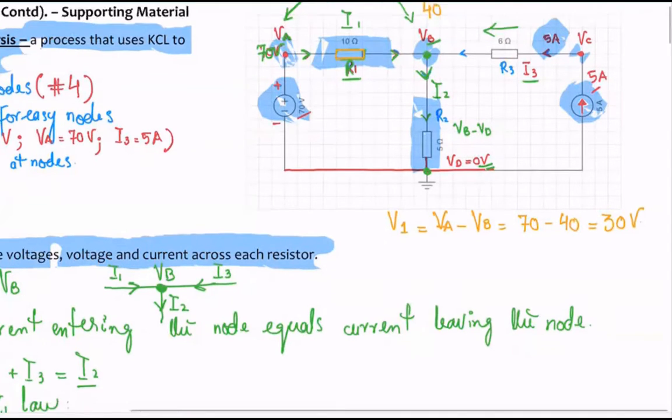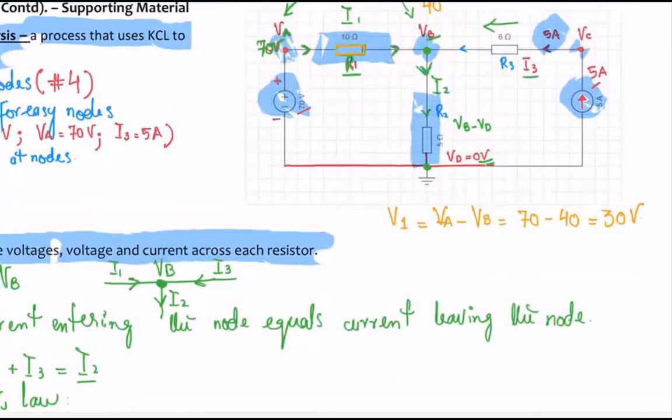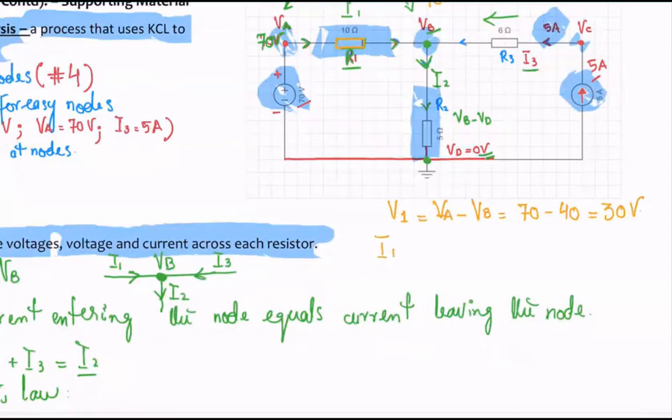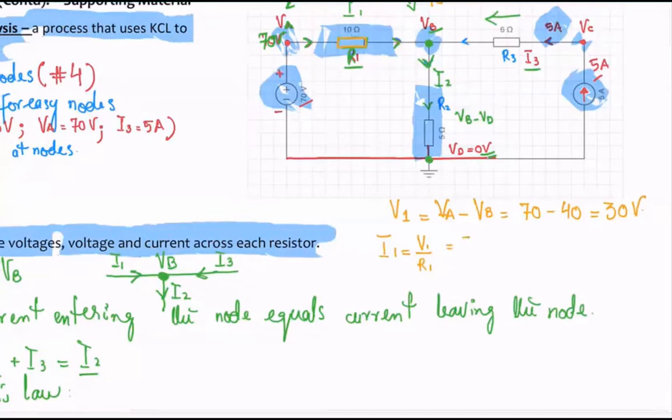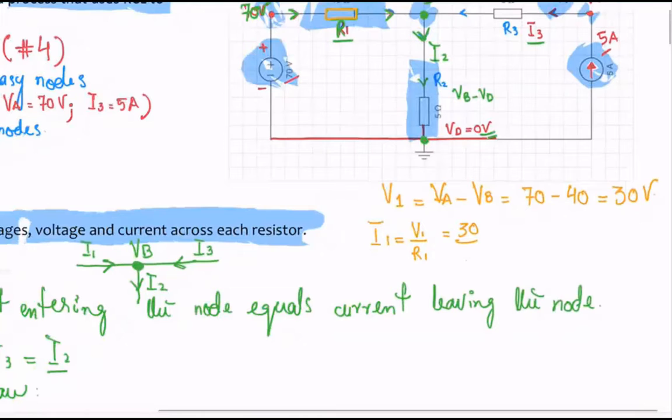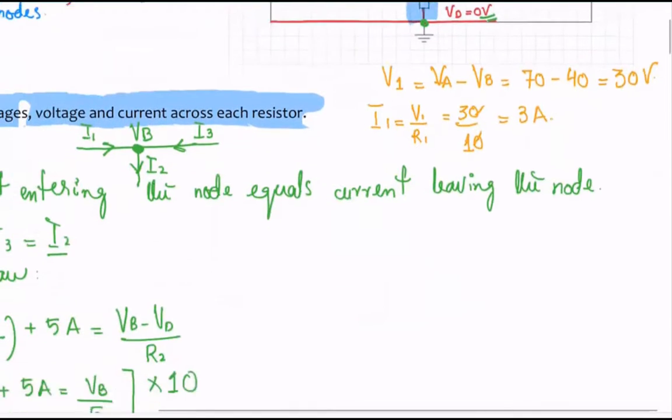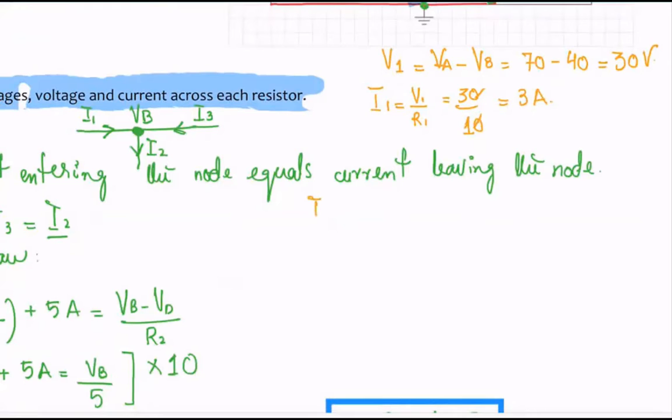Okay, all right, awesome. Also, I can find out I1 now. I1 is going to be V over R1, correct? V1, let's say the voltage across the resistor, which we just determined is 30 volts. So putting 30 here, and then R1 is how much? R1 is 10, correct? So the 0s will cancel out. I1 is going to be 3 amps. Okay, cool. Let's now move on to solving for I2.